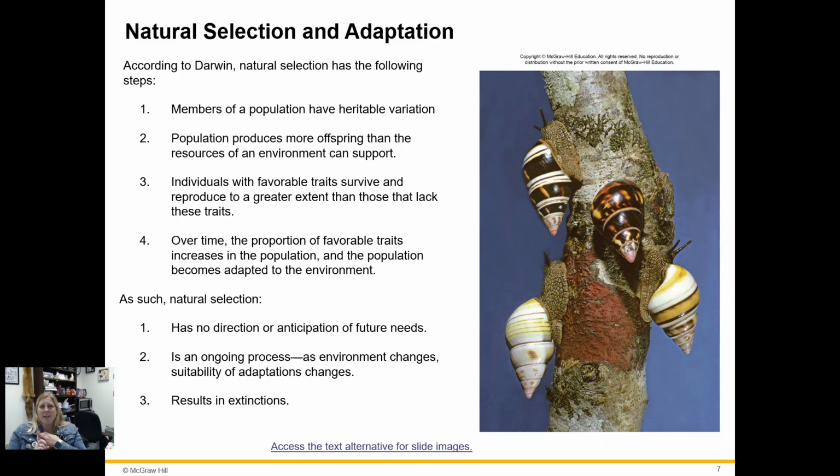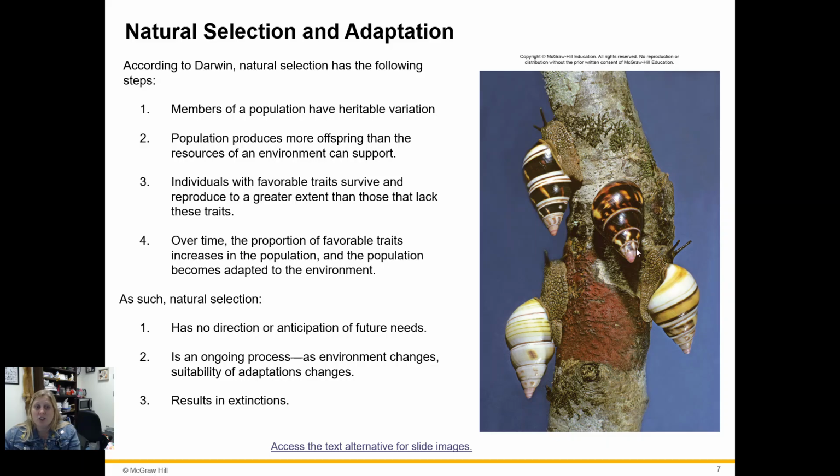As environments change, adaptations need to change or species will go extinct. Okay, so natural selection and adaptation are keys in biology because this is how we see the ebb and flow of populations and how these species change over time.